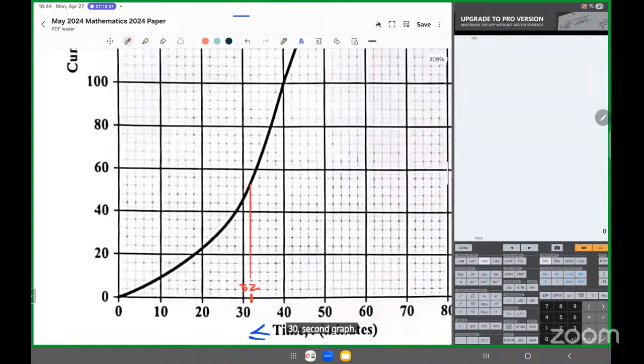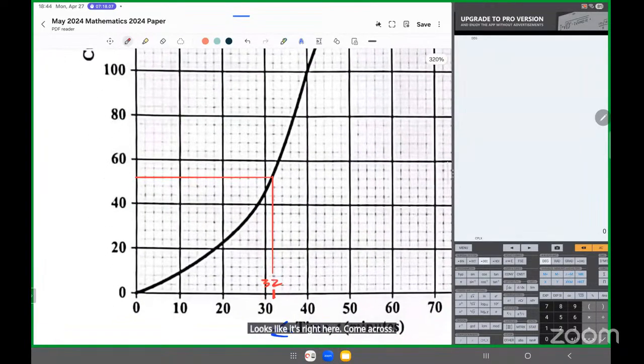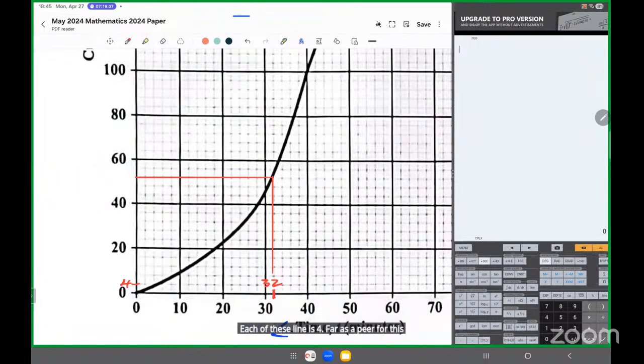Looks like it's right there. Come across. And that looks like 40. This is 20 units. You have to be careful now, you know. So that's 20 values divided by 5 lines. So each of these little lines is 4. See? Each of these little lines is 4. You have to make sure you get the scale properly, guys. You have to always be careful with the scale. Don't just start reading values.